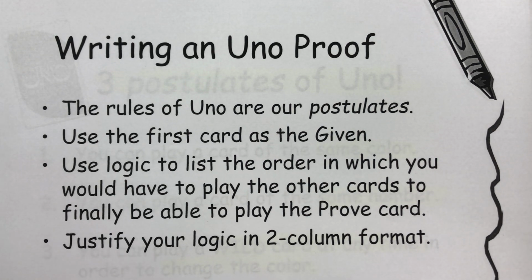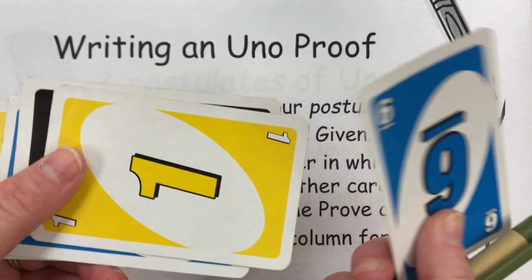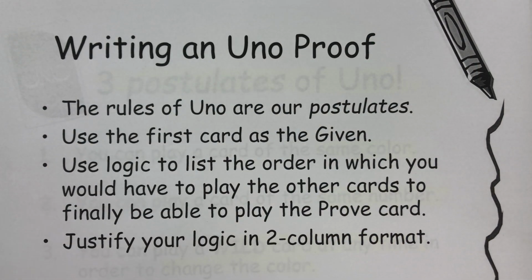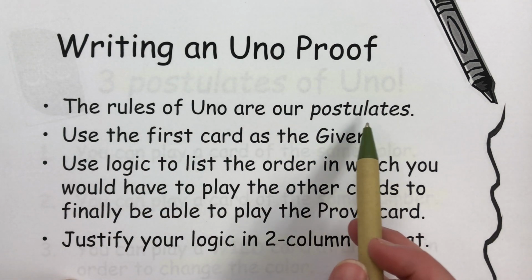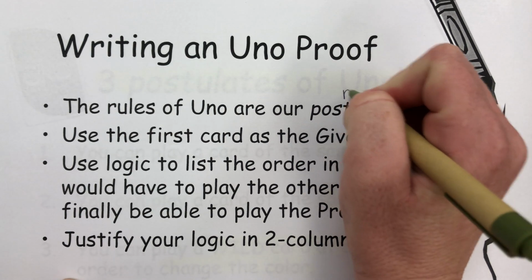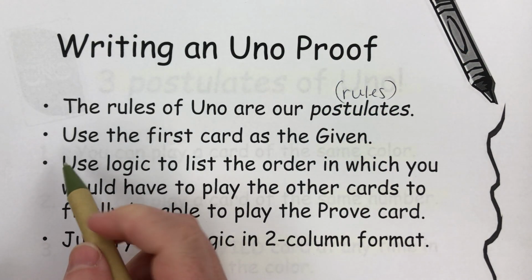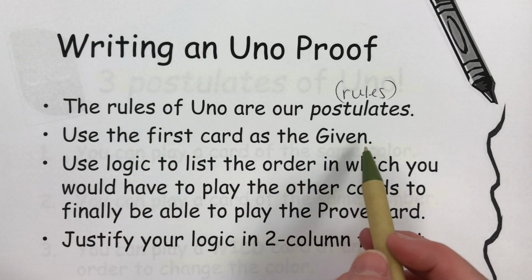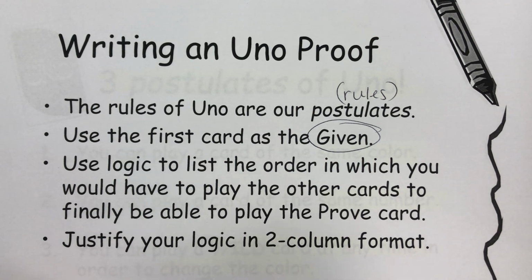Everyone knows in the game of Uno, you have these cards, and they're different numbers, different colors, right? And you know kind of the rules. So we're gonna go over those. But for writing an Uno proof, the rules of Uno are our postulates. So our postulates are our kind of rules. That's all you have to know what a postulate is for our purposes. Use the first card as the given. So we're gonna have a given and a prove.